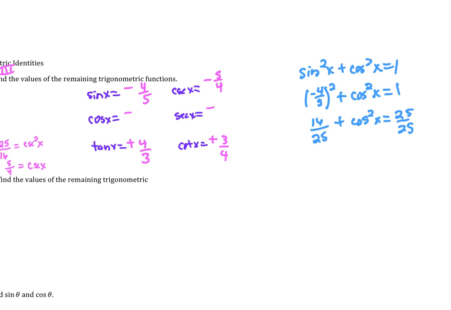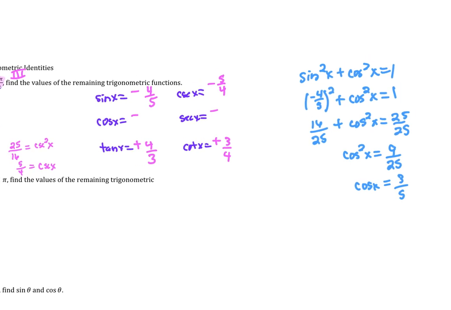Okay, so now I'm trying to get the cosine by itself. So cosine squared x is equal to, if we do 25 minus 16, we get 9/25. And when we take the square root, then we get that the cosine of x is the square root of 9 is 3, the square root of 25 is 5. We've already decided about our signs already, so we don't have to figure that out. We're good to go. So 3/5, and that means secant then is negative 5/3.